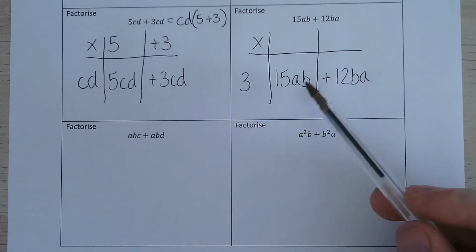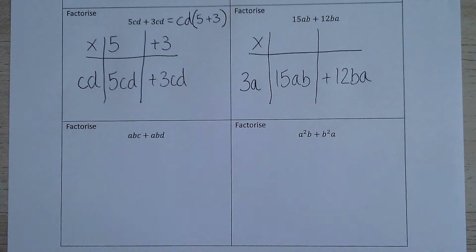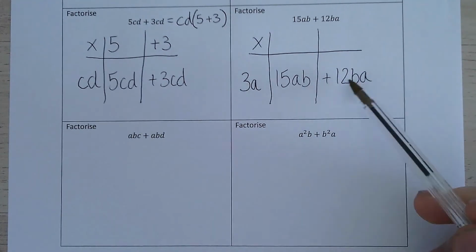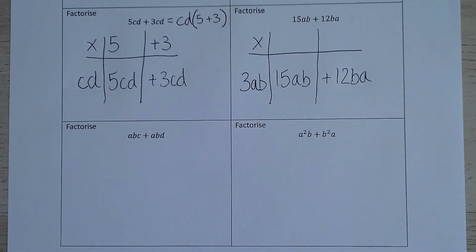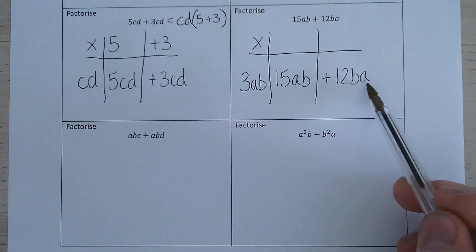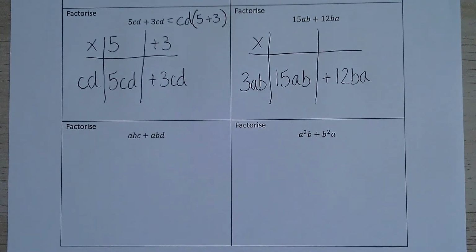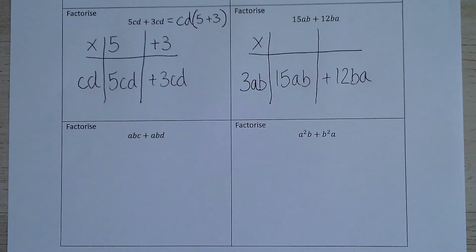Both terms have a variable of A, so A can be written on the left, and both terms have a variable of B, so B can be written on the left. It doesn't matter that this term is AB and this term has BA. These could be rewritten so that they look the same, so we can factorise out AB from both terms.